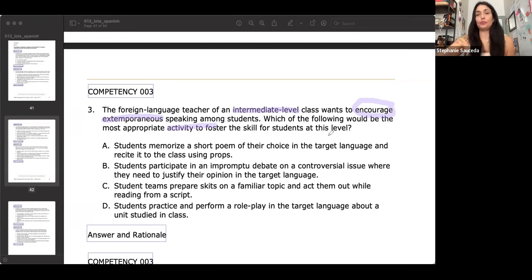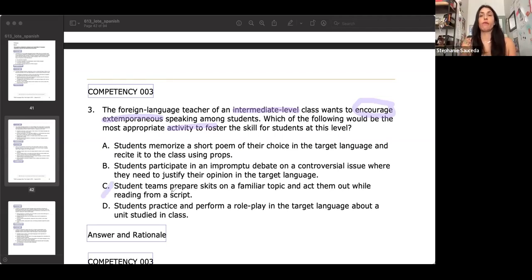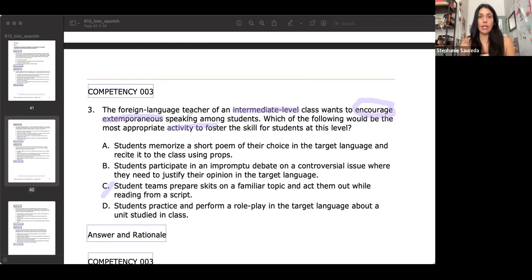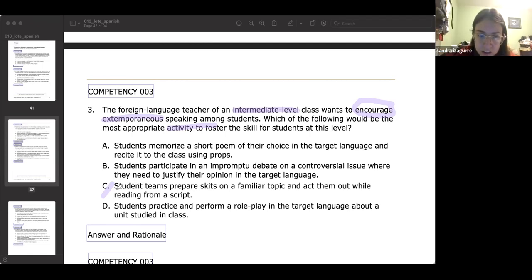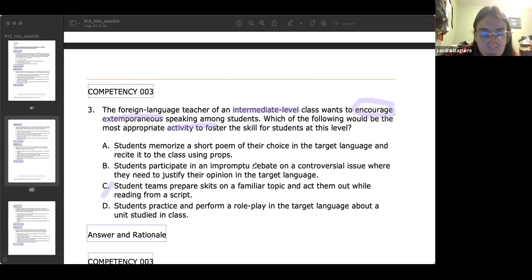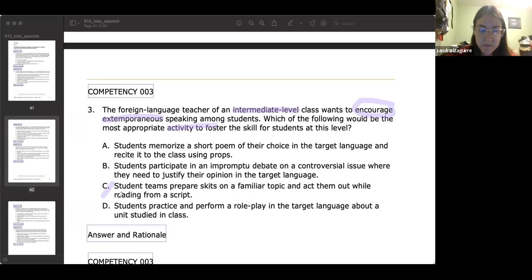What can we get rid of? Letter C. Why can we get rid of C? Because they read from the script. Is this an example of extemporaneous speaking? No. What does extemporaneous mean? They're reading it. They're not even speaking it. Reading from a script is not extemporaneous. So let's see, what else can we get rid of?